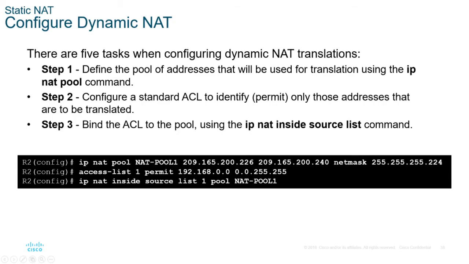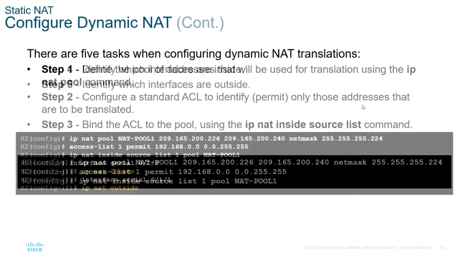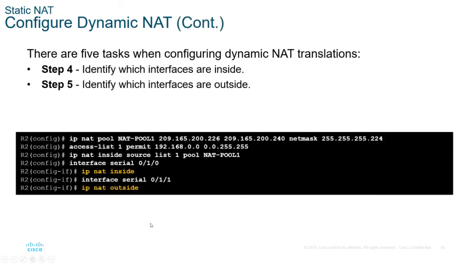And so with that, we use that IP NAT inside source list 1, which calls access list 1, and then pool, and then we call the NAT pool that we created in step 1. And then the final step for dynamic NAT is similar to what we do in static NAT. In fact, you have to do this for any form of NAT that you're using, which is define the inside and outside, so private and public sides of our router.